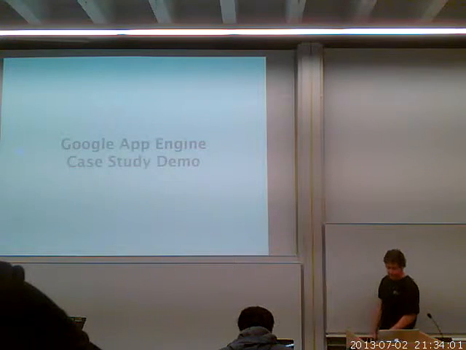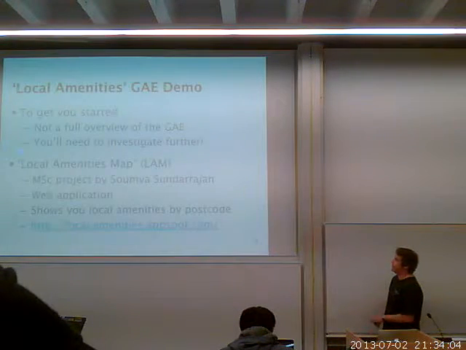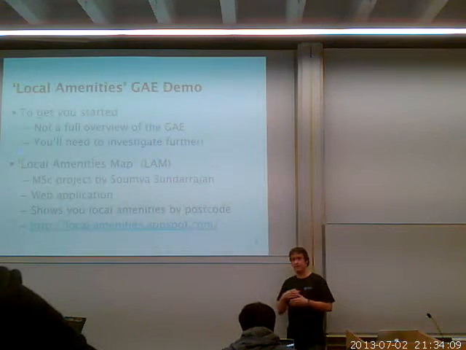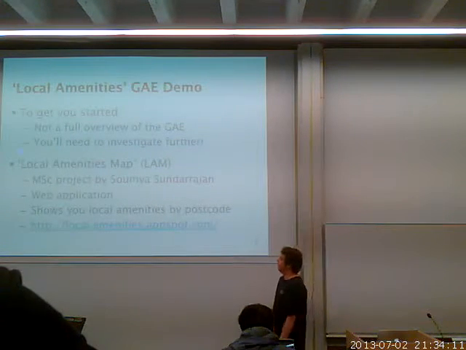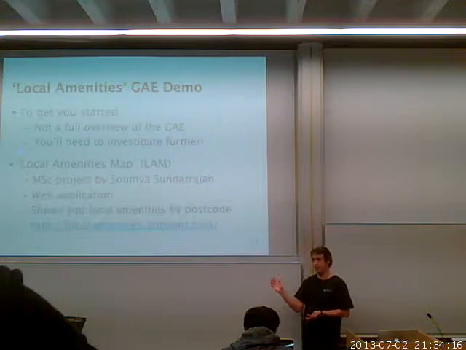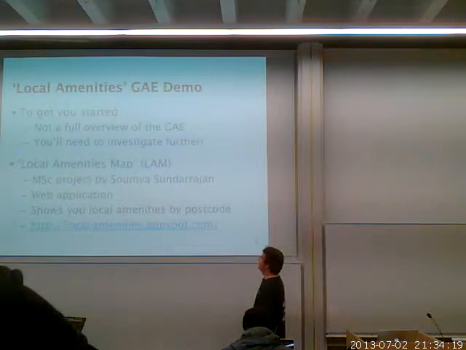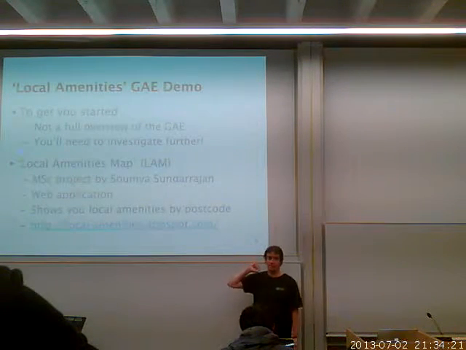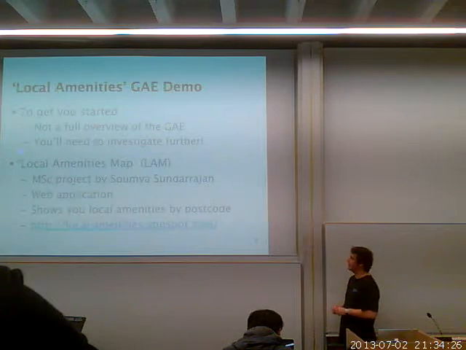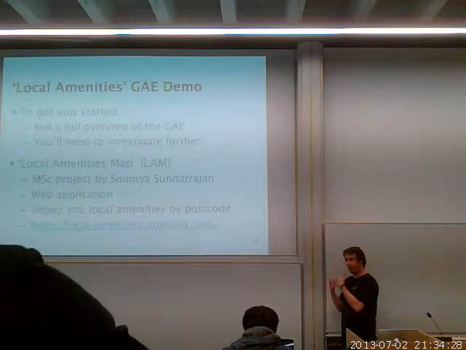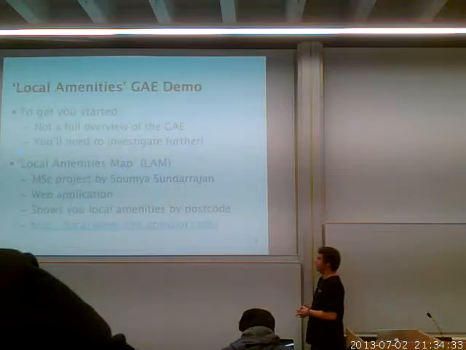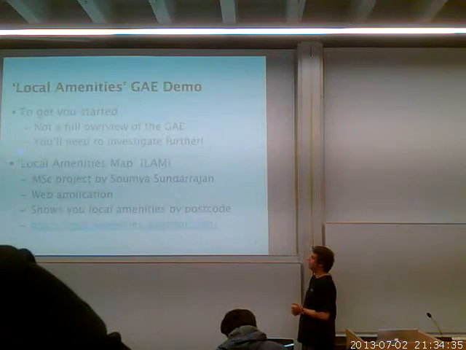So let's have a quick look at the case study demo. Now, this is really just to get you started. It's not going to give you a complete overview of the Google App Engine. It's just the basics, just a few steps. And the route I will take is one way to get the code uploaded into the cloud and running. There are others. So yes, you will need to investigate further, and of course that's part of the project. You'll have to look at investigating what's available and what kind of applications you can develop in it, and tie that into what you actually want to write and deploy in the cloud.